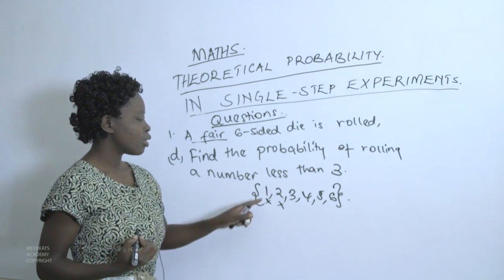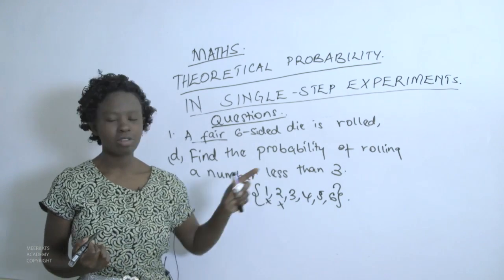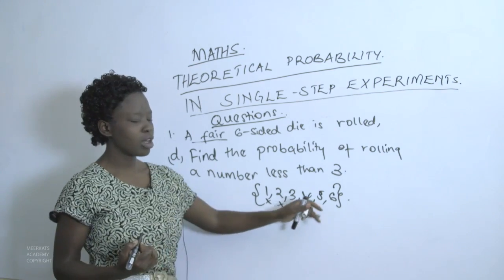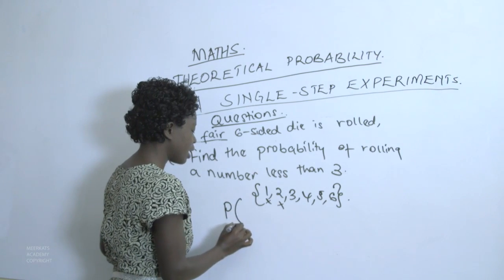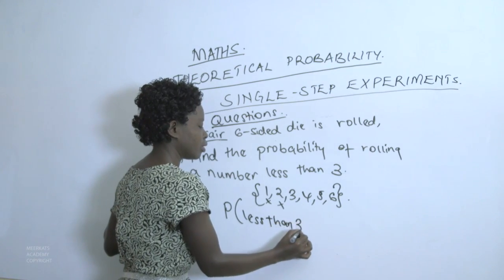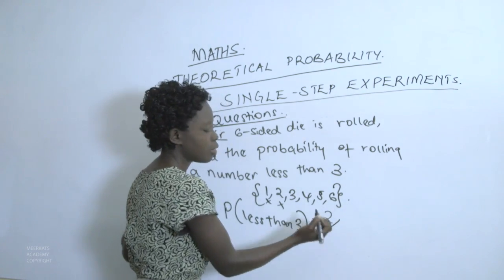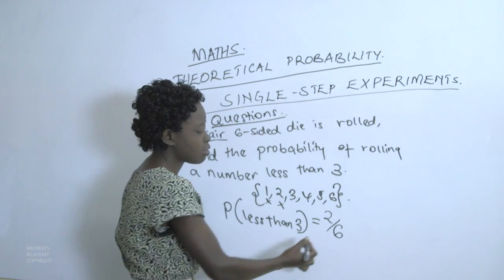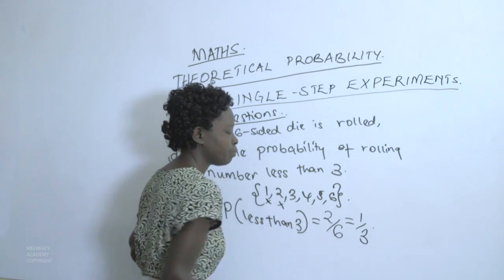So what does it mean? The favorable outcomes in this case are 2. Then the total number of outcomes is 6. So the probability of rolling a number that is less than 3 will be the favorable outcome, which is 2, divided by the total number of outcomes, that is 6, and 2 over 6, if simplified, is simply the same as 1 over 3.